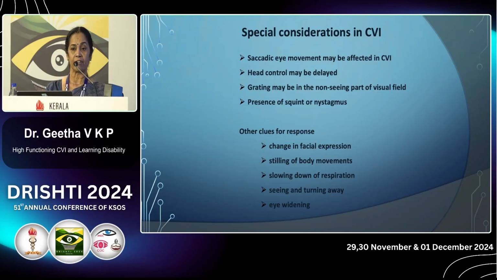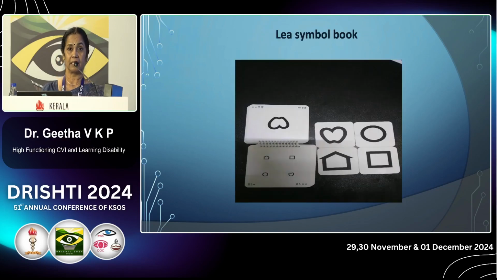And in CVI, there are some special considerations. Saccadic eye movement may be affected, or sometimes head control may be delayed. Grating may be in the non-seeing part of the visual field, or presence of squint. All can affect this assessment.